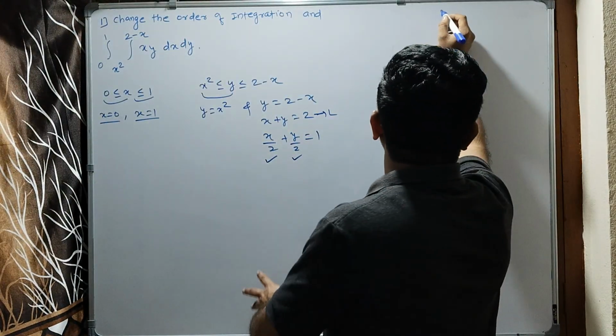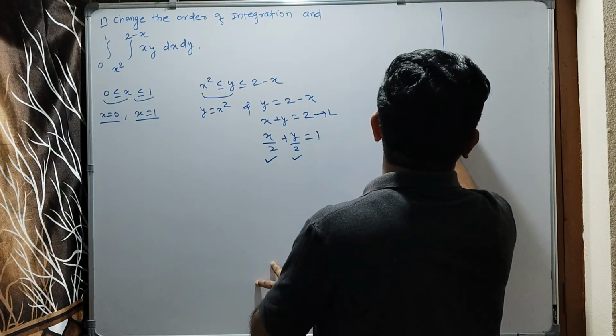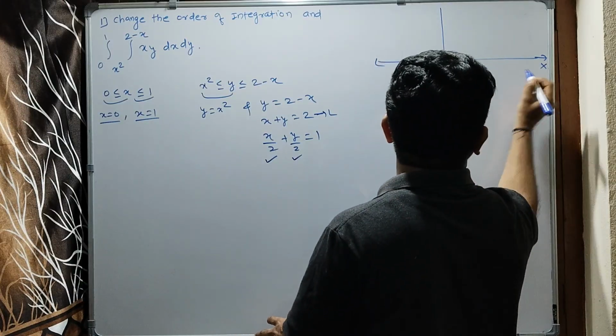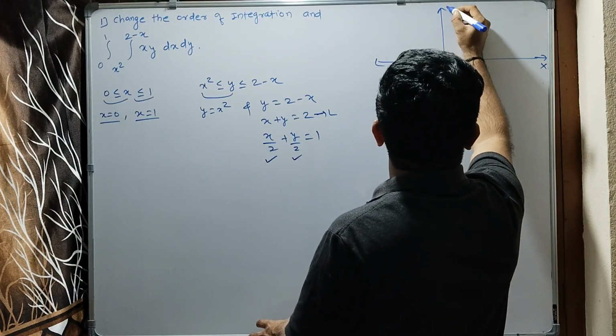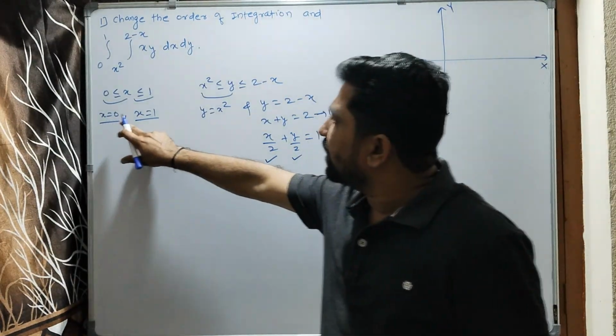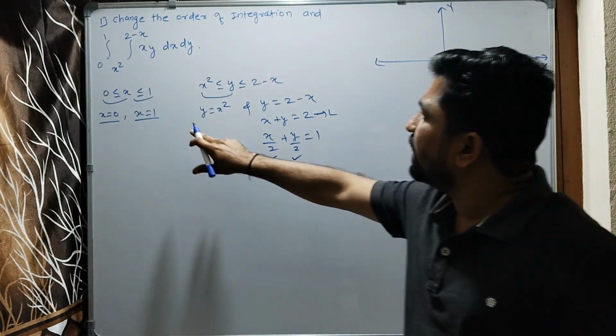So here first I will draw my xy plane. So let's say this is my xy plane. Now here in the xy plane, let's say this is my x axis. Here let's say this is my y axis. Now x equal to 0. Here this is the x equal to 0 and x equal to 1.